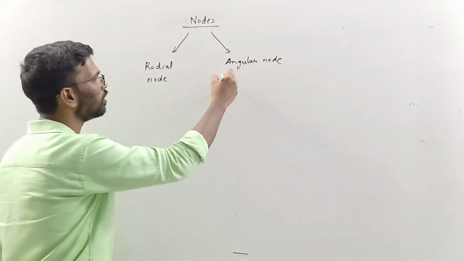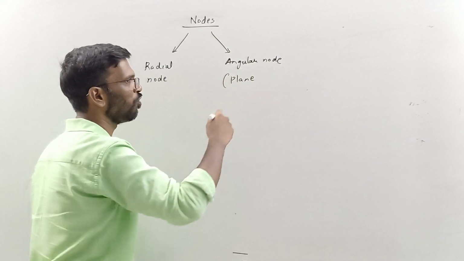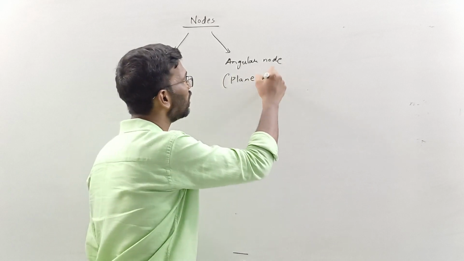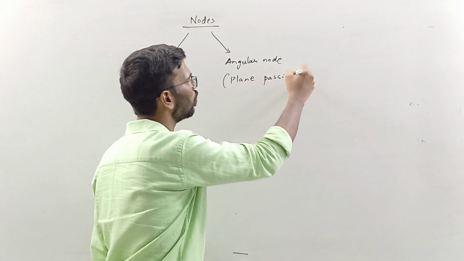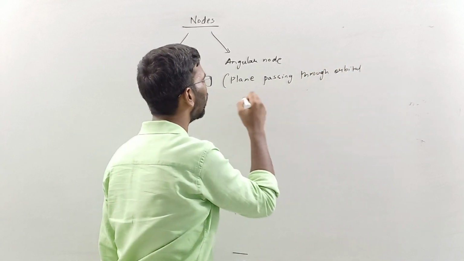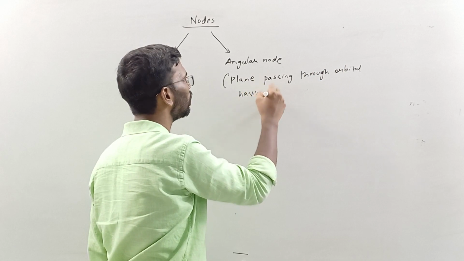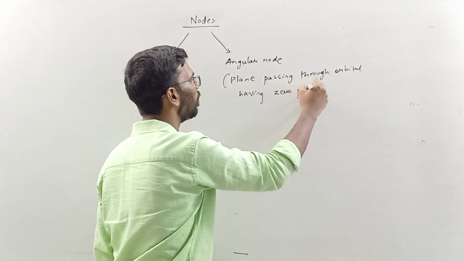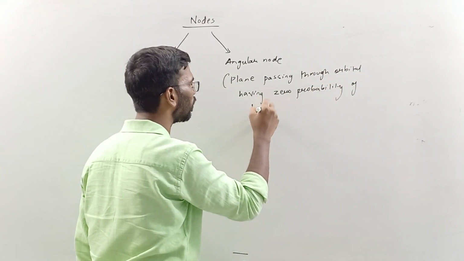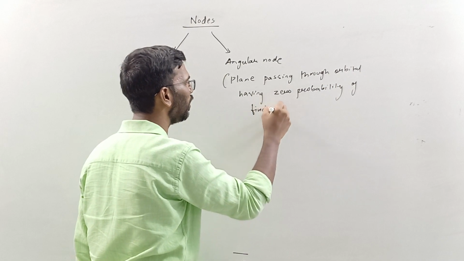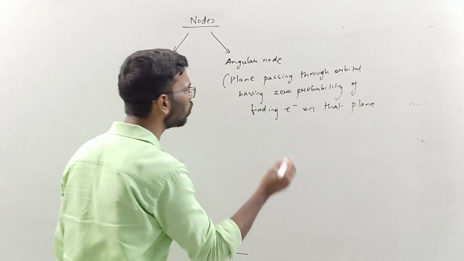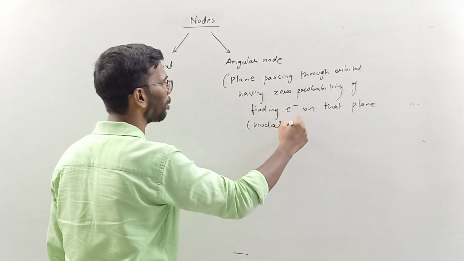Okay, by definition, an angular node is a plane which is passing through an orbital and having zero probability of finding the electron on that plane. This is also known as a nodal plane.